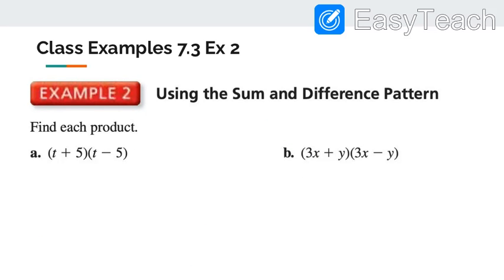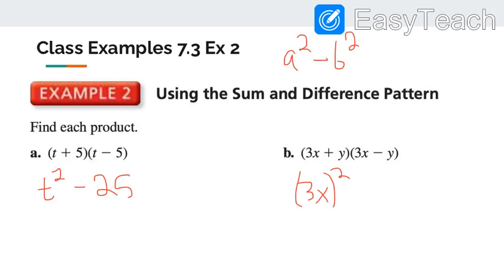Alright, so again, our sum and difference pattern, remember our final answer is just going to become a squared minus b squared. So as we look at these types of things, our answer for this first one would just become t squared minus 25, because we're taking the a's and multiplying them, and the b's and multiplying them. Same thing for this one. We have, notice, the same values, just one is positive, one is negative when we're multiplying. So for this one we get 3x squared minus y squared. I think when you solve that one through, we have 9x squared minus y squared.